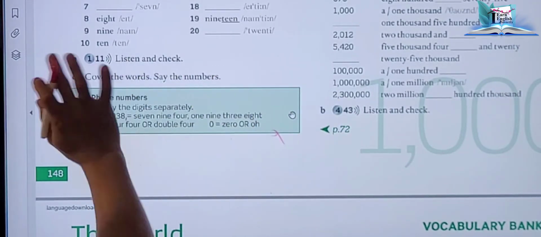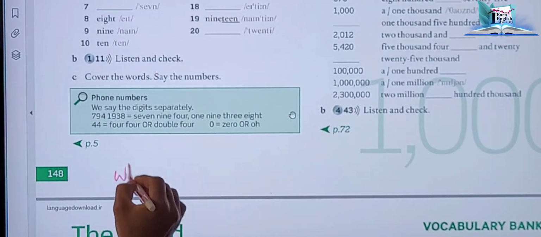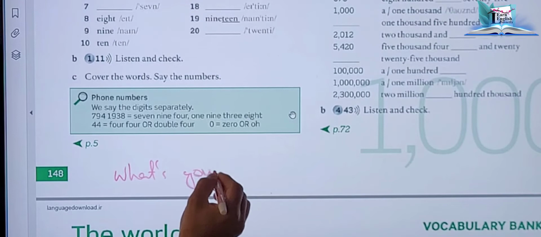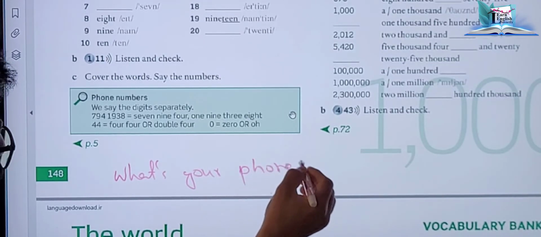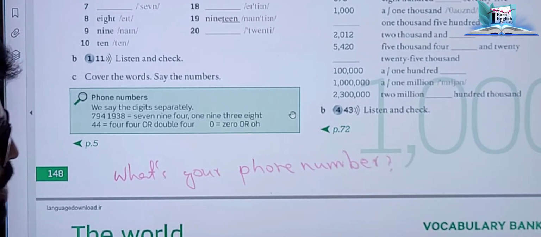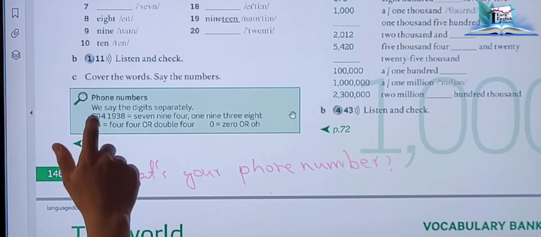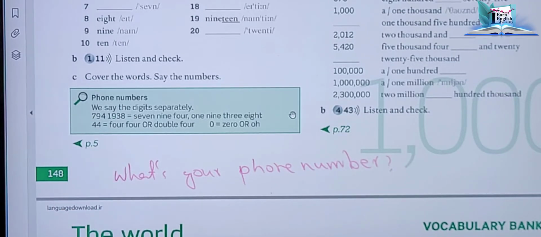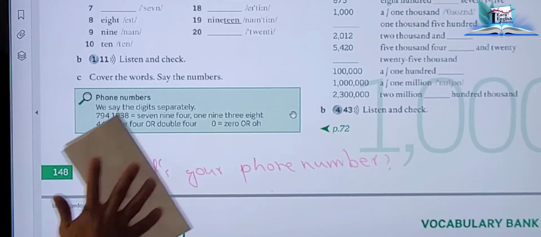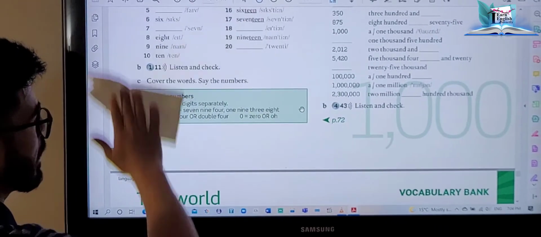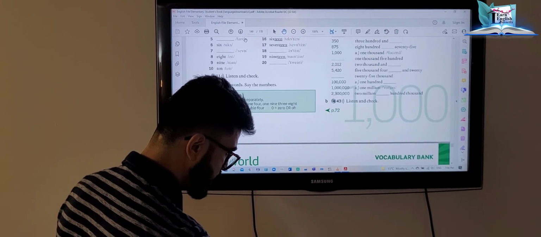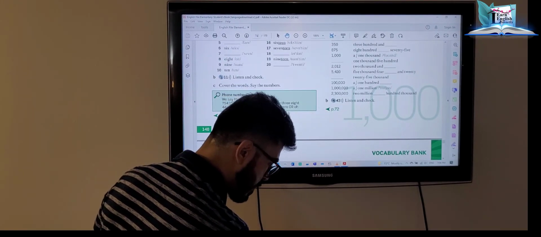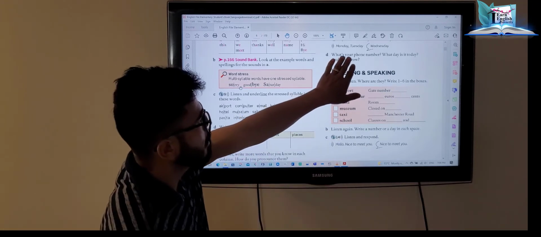Now you tell me, guys, what is your phone number? Yeah, what's your phone number? Can you tell me your phone number? Yeah, so try to say how you read or how you say your phone number. Remember, you have to say each digit separately. Now, let's go back to the page number. I don't know which page it was. Let's see, I think it was page number 7. So let's come to here, okay?